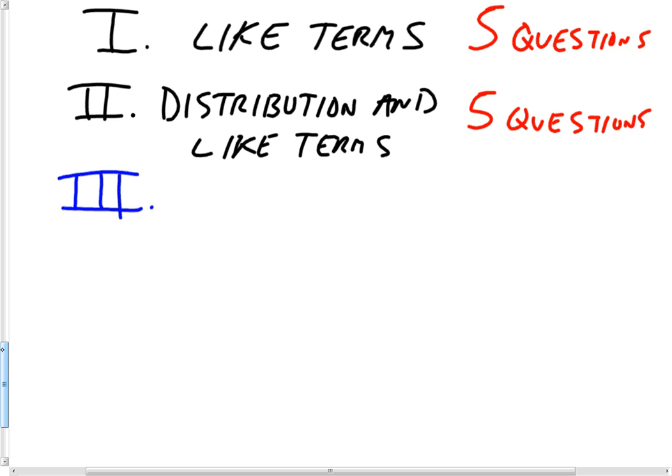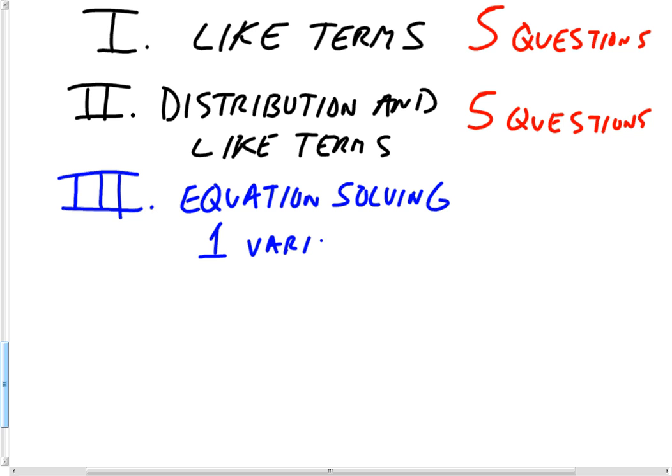Next page. Equation solving. One variable. What does that look like? Well, that looks like everything we've been doing with equation solving. You might see properties in this section. Did we do some practice property questions today? Yep.